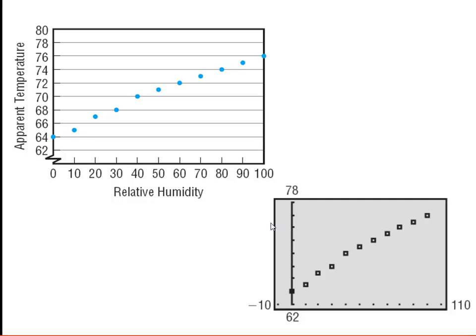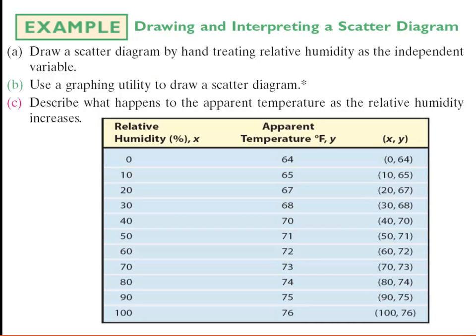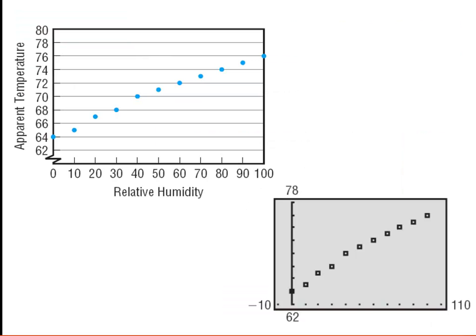And then down here on the bottom right is a screenshot of what it might look like on a TI graphing calculator. I'm going to show you how to do that in just a second. I'm also going to show you how to use the Desmos graphing tool to do that as well. Now, just to finish off the question here, based on this graph, letter C said, describe what happens to the apparent temperature as humidity increases. We can pretty easily see down here that as humidity is increasing, apparent temperature is also increasing. So a nice visual interpretation here.